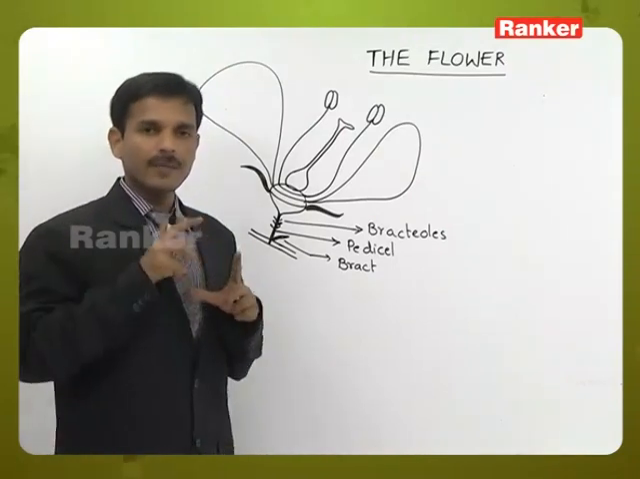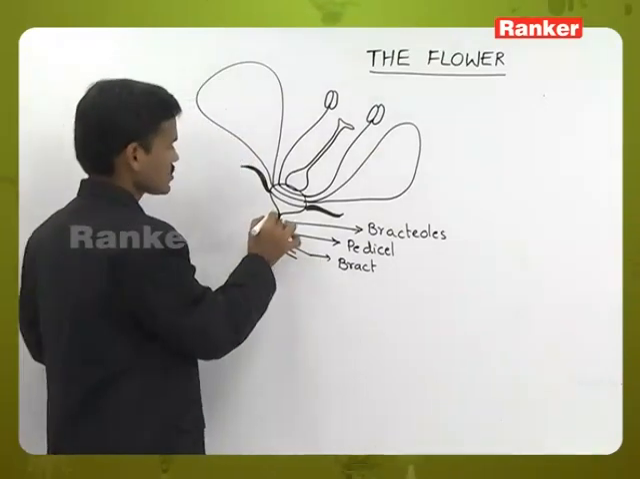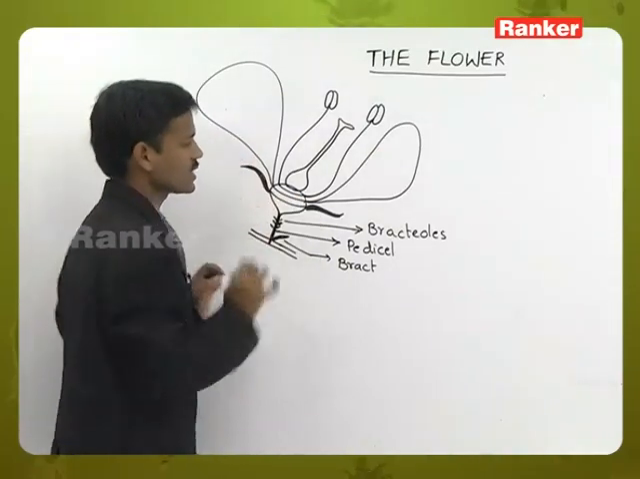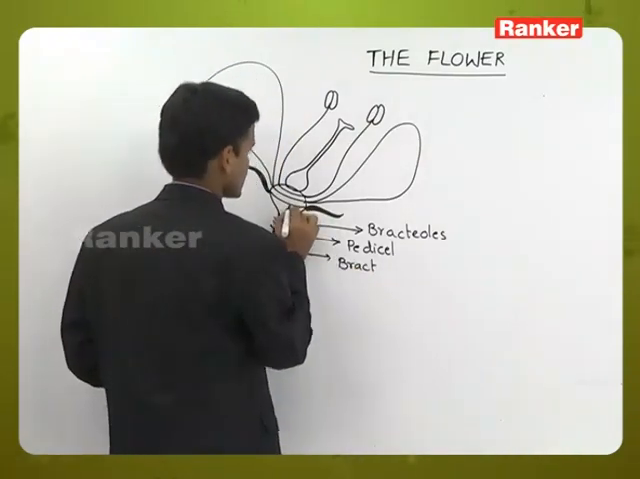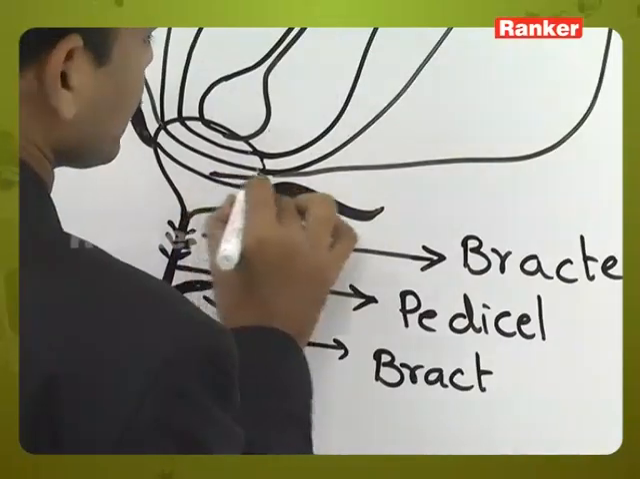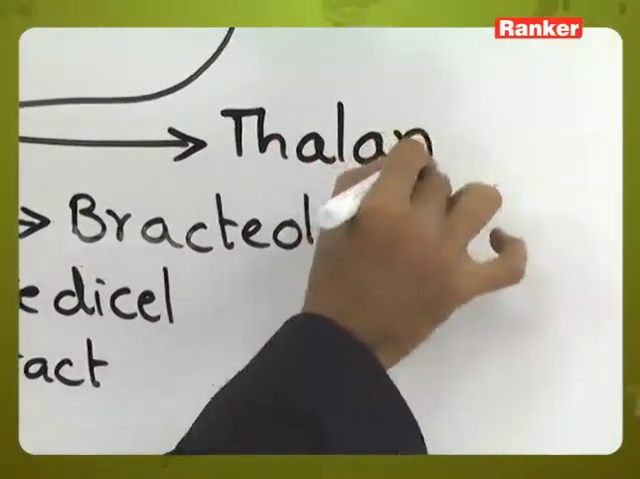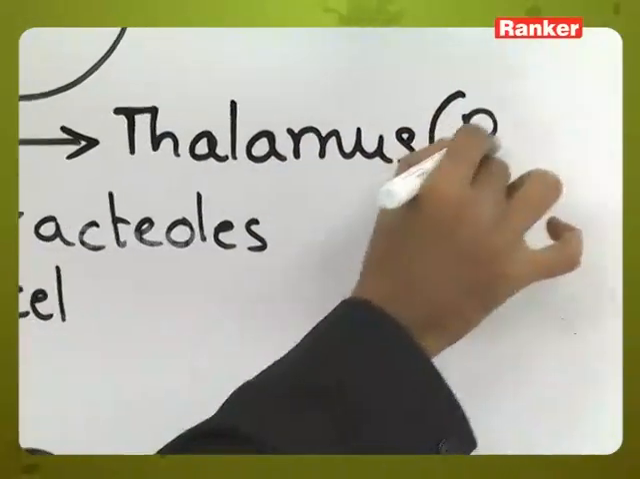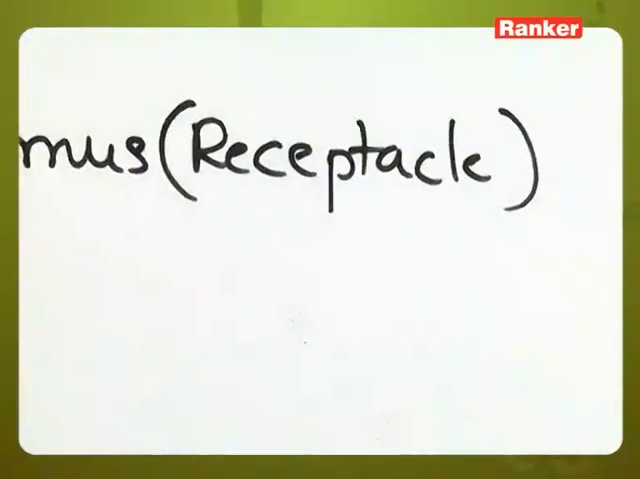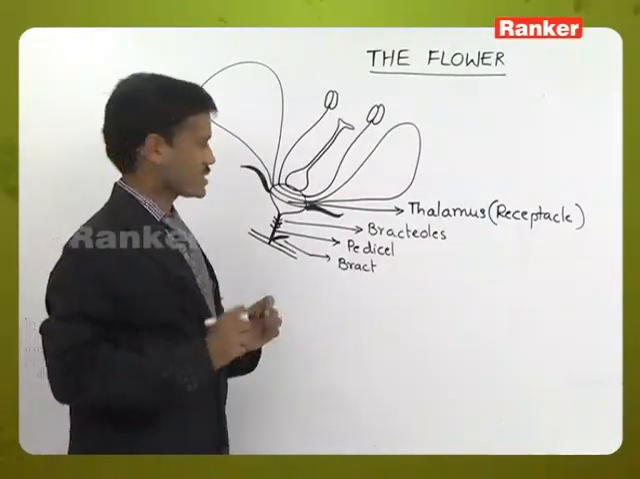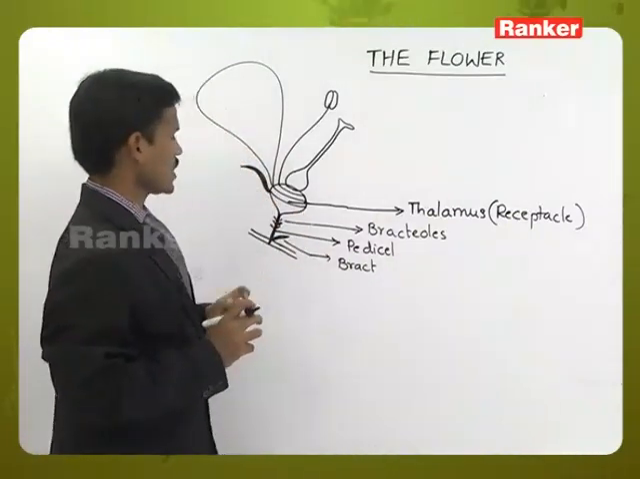So the pedicel tip is swollen. This swollen portion is known as thalamus or receptacle. So it is thalamus, or receptacle. On this receptacle or thalamus, all the floral leaves are attached. On the thalamus, some nodes and internodes are present.